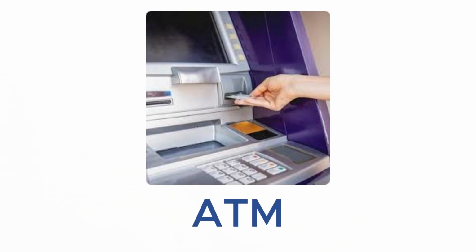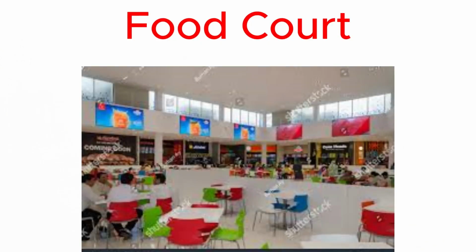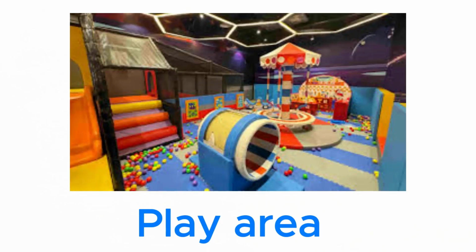Next is ATM. Automated teller machine. Next is, okay, some people call it try room, but try room is not the appropriate word for these kind of rooms. It's called fitting rooms. Okay, this is a food court where you can rest or eat or drink whenever you're tired of shopping. Every mall has it. The last one is a play area where your kids love to play.